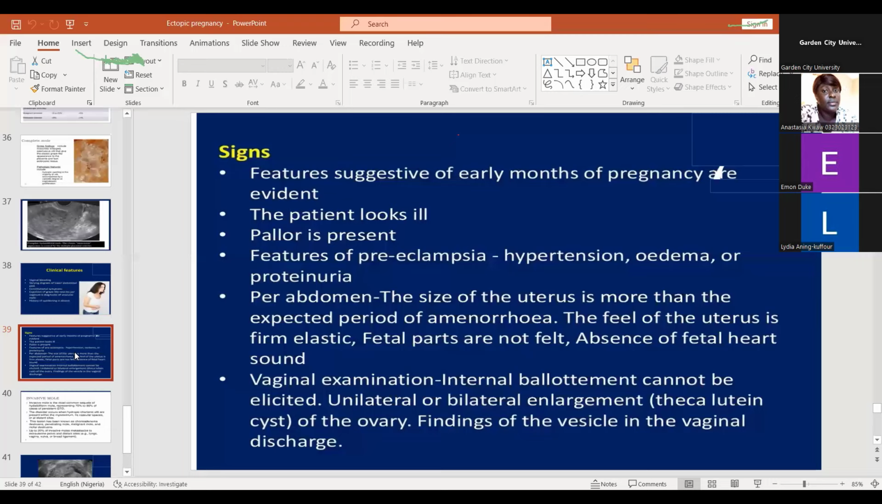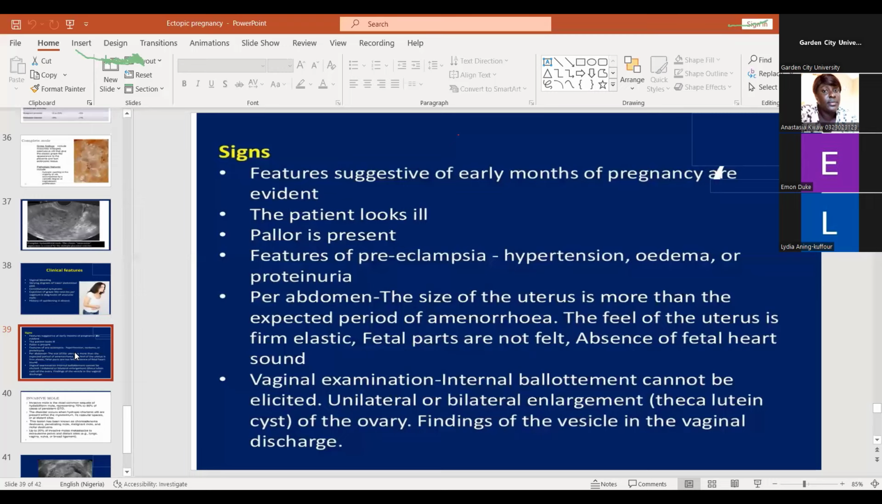That is it. So we have features of preeclampsia, hypertension, edema, and she even has proteinuria. Per abdomen, the size of the uterus is more than the expected period of amenorrhea. It is bigger. The feel of the uterus is firm and elastic. Fetal parts are not present. Fetal heart is not there. Vaginal examination, when you do an internal ballottement, an internal ballottement cannot be elicited because there is no fluid inside.